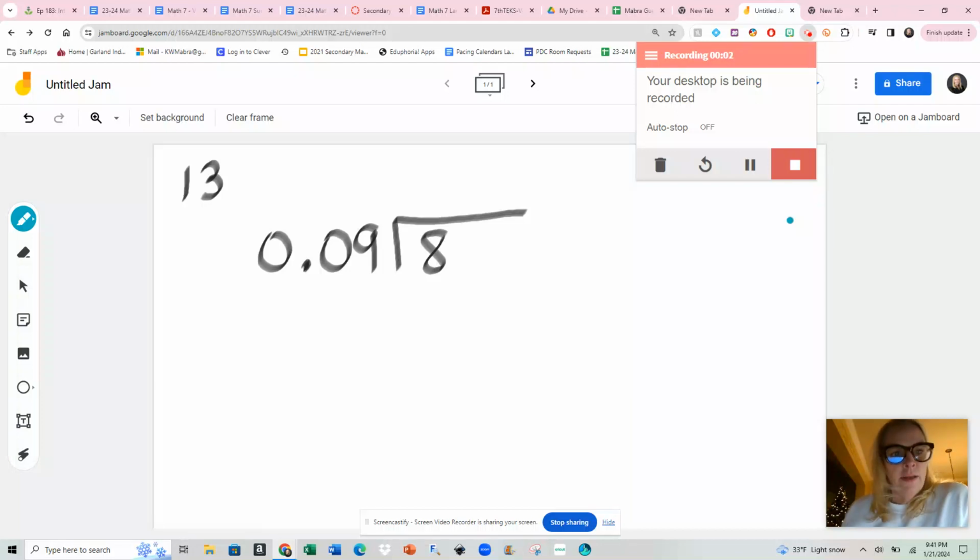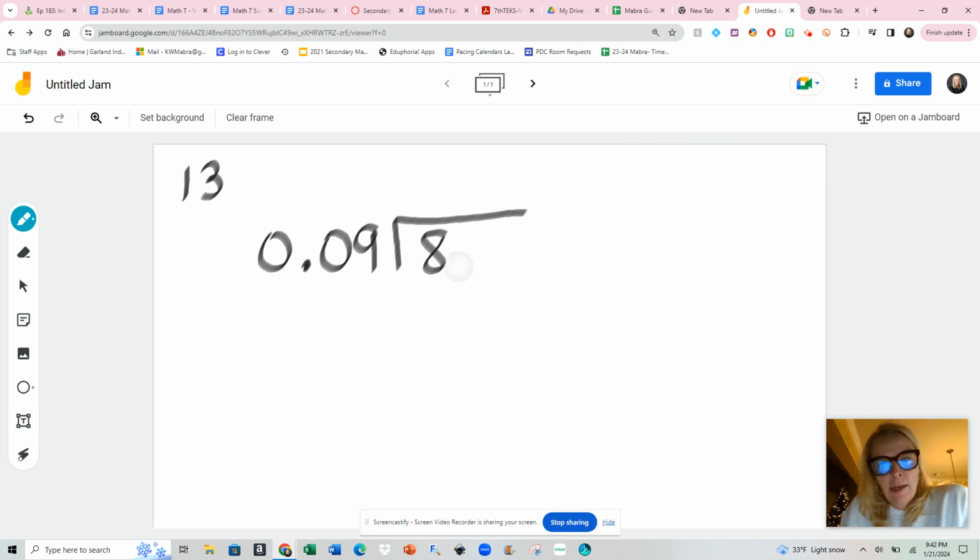Okay, so on number 13, it's 8 divided by 9 hundredths. What we're going to do is you see that you have a decimal outside of the house, and we can't have a decimal that's outside of the house. So we have to look at the number that's inside the house, and 8 is on the inside of the house. You don't see a decimal, so you know that decimal is actually after it.